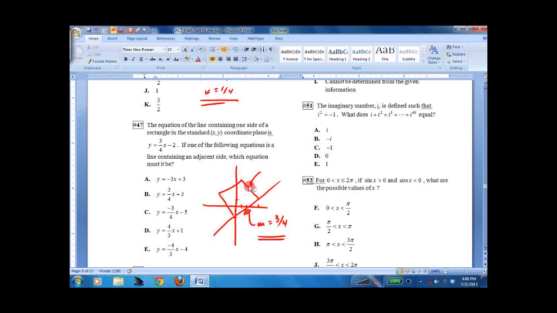Well, these are perpendicular. That's what makes them a rectangle. Flip it and throw a negative out front. So which one has a slope of negative 3/4? Nope, nope, nope, nope. Yep. And I have no idea where the negative 4 came from. I don't care. I'm just dealing with the slope.